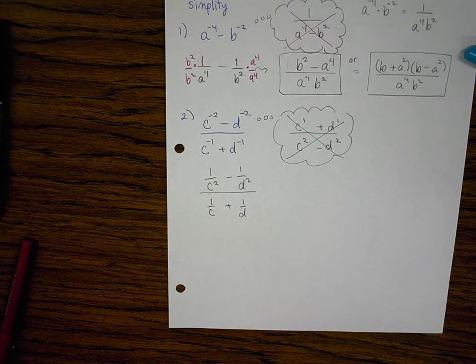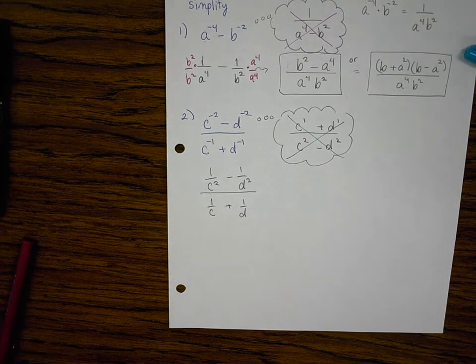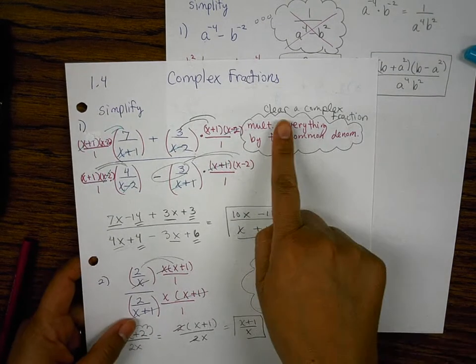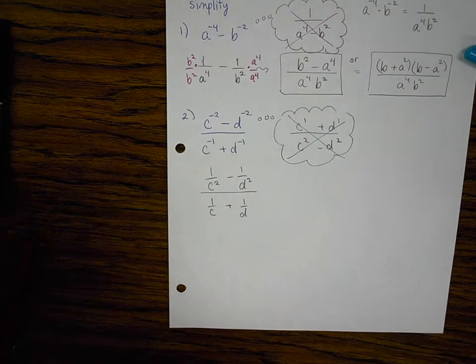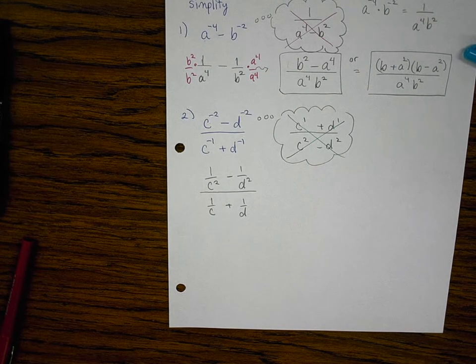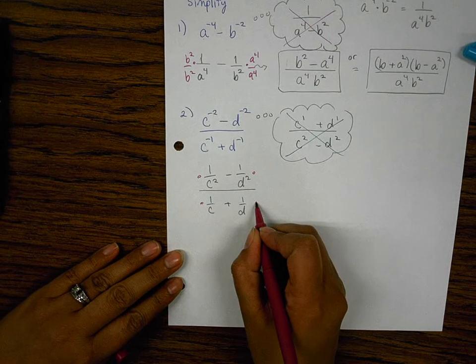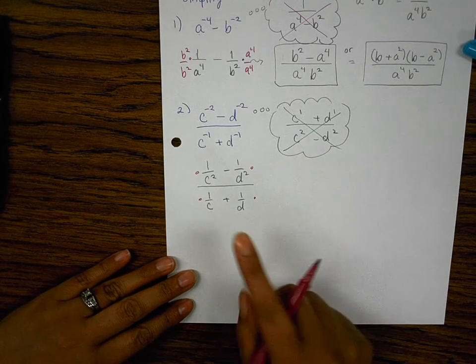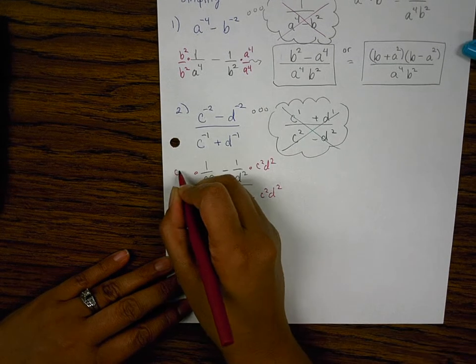Now this looks like yesterday's lesson, the complex fractions, I believe is what it was called. Yes, complex fractions. And if you remember from yesterday's notes, I told you guys to clear your complex fraction. I'll just put it up here quickly. You clear your complex fraction by multiplying everything by the common denominator. And that's what we're going to do here. So we multiply top and bottom by the common denominator. And I'm hoping you can see the common denominator is c squared d squared.